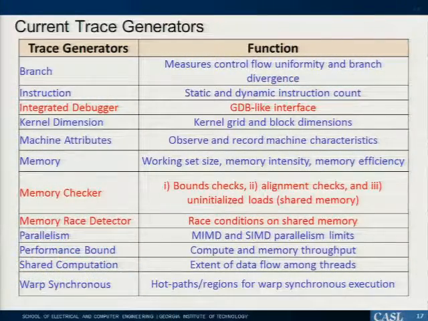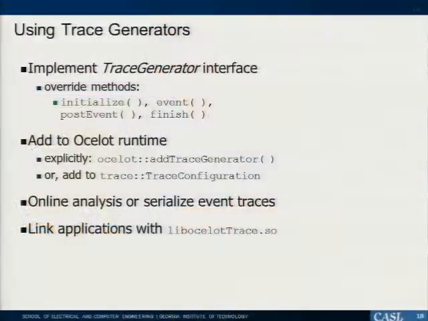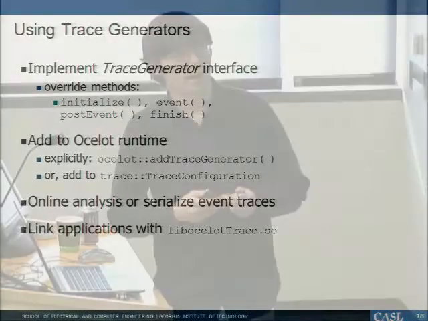Here's a list of each of the trace generators that we've implemented. Memory checker, race detector, and integrated debugger are part of it. We have a performance-bound generator, and some additional trace generators that store values of parameters and kernel launch dimensions into a database. To use a trace generator, you implement the trace generator interface, basically these four methods.